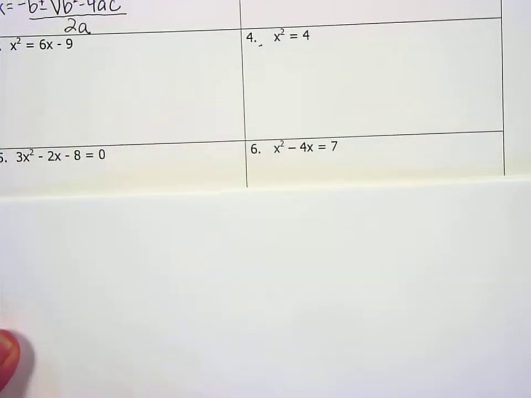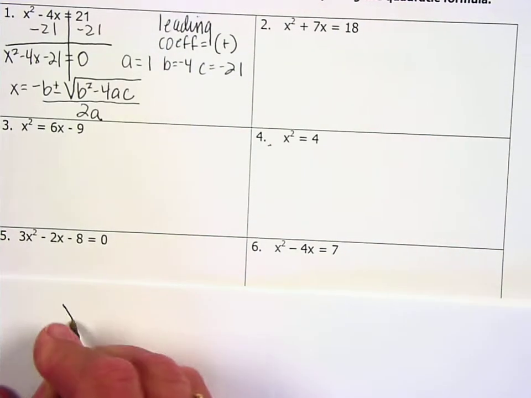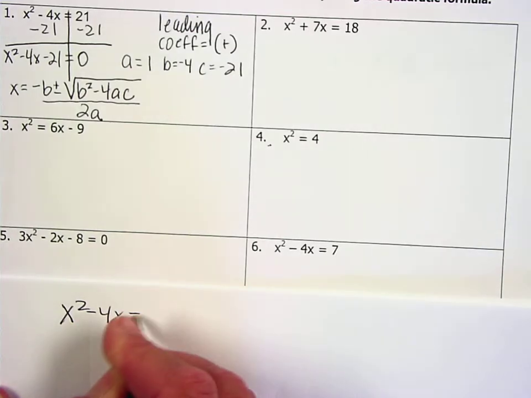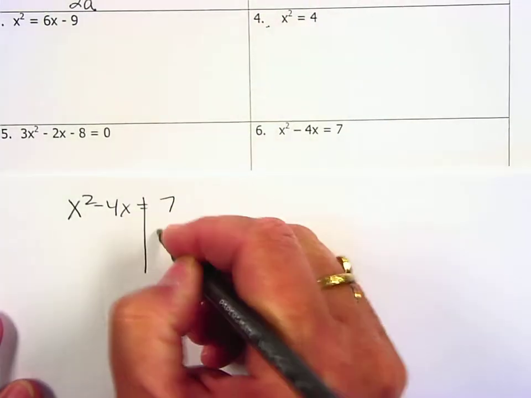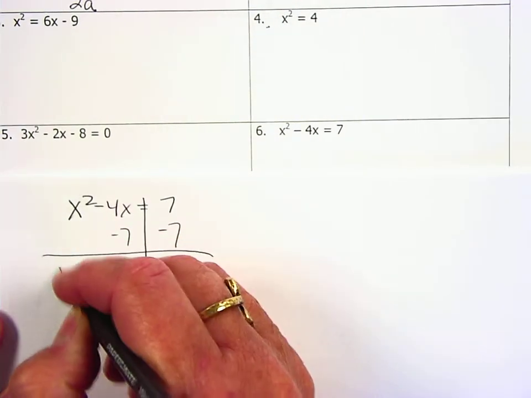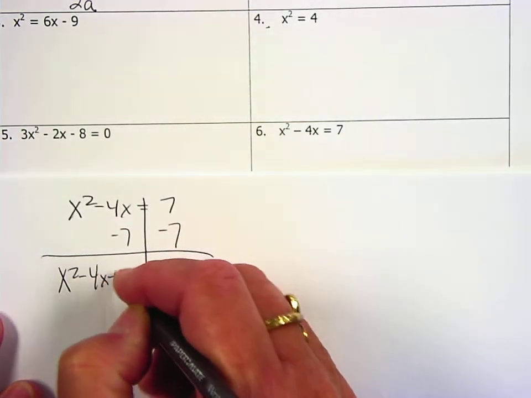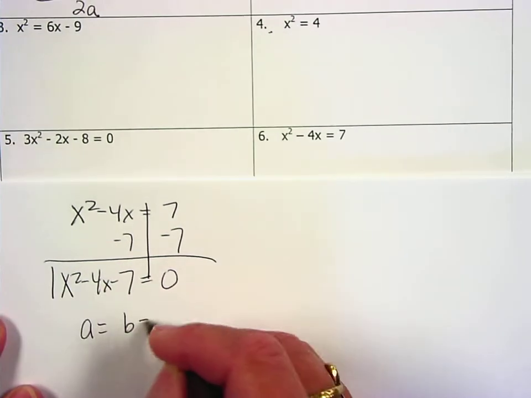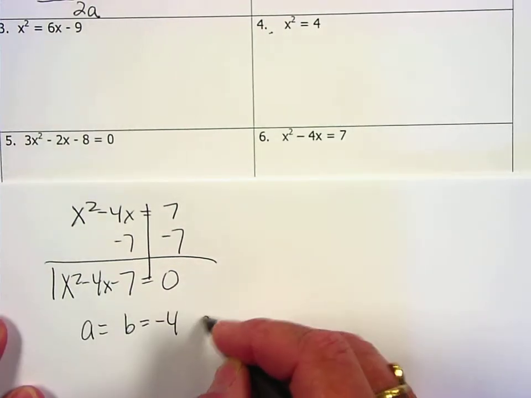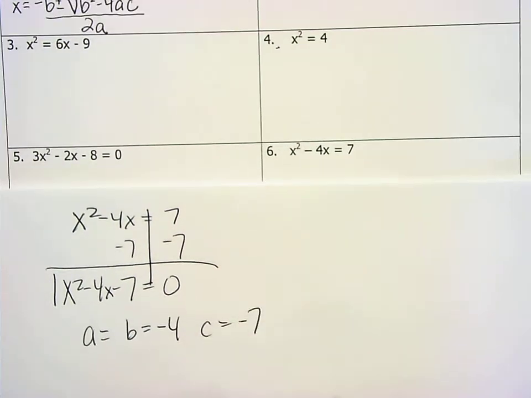All right, we're going to finish up our study guide real quick. x squared minus 4x equals 7. I'm going to subtract 7 from both sides, put it in standard form. a is 1, b is -4, c is -7.